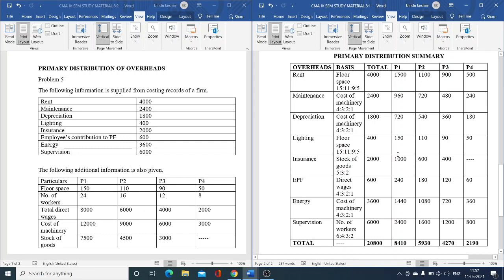And then finally we find the total of the different departments. P1 the total is 8410, P2 it is 5930, P3 it is 4270 and P4 it is 2190, and the total column it is 20800.